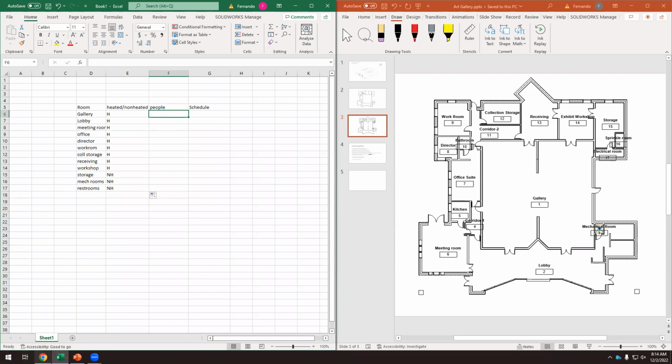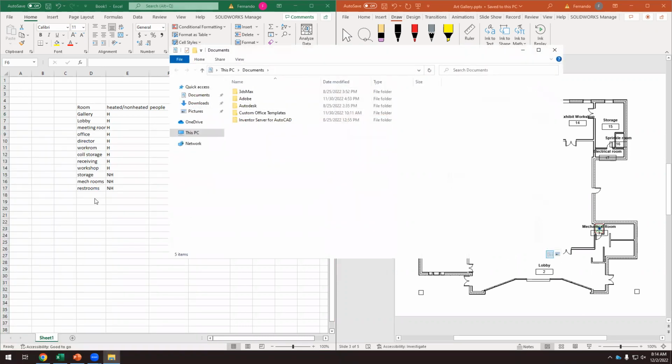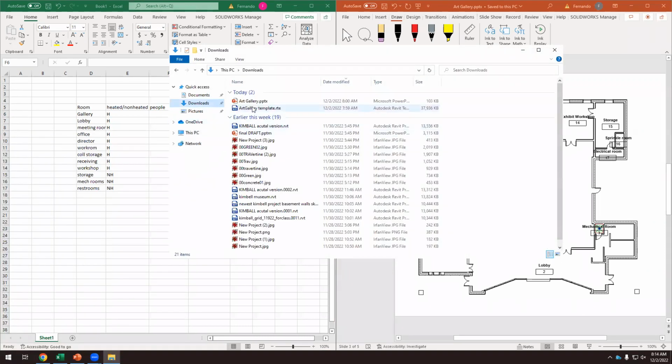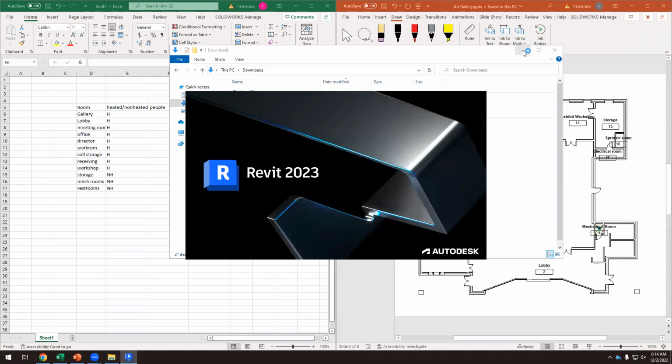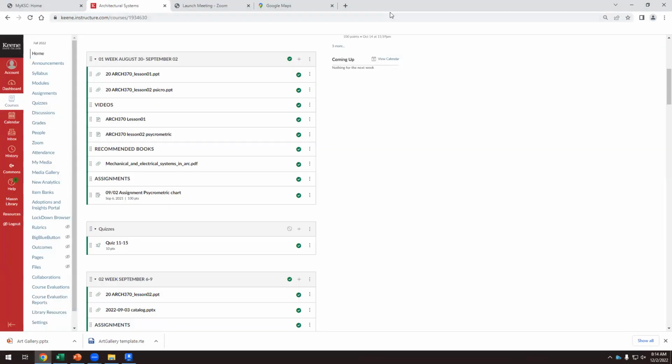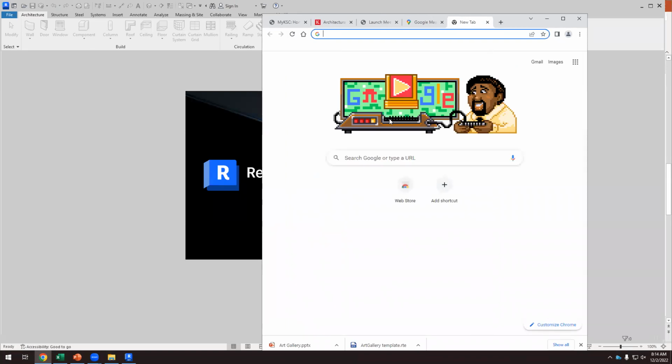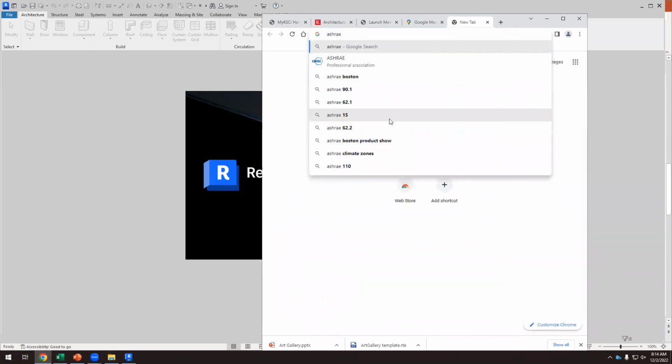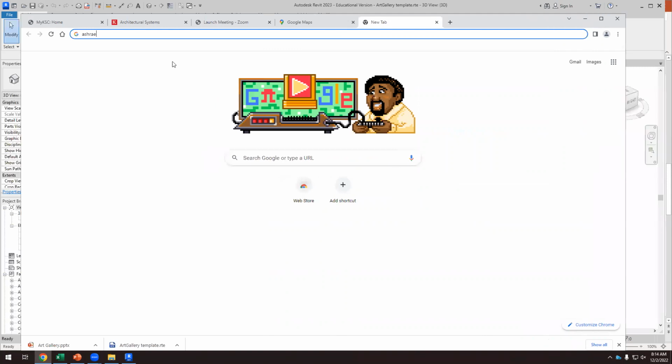Well, we need some sources of information. So what are the sources that we can find here? In Reddit, I'm going to open the art gallery template. But even if we don't have Reddit, I can Google ASHRAE. It's the American Society of Heating, Refrigerating and Air-Conditioning Engineers.